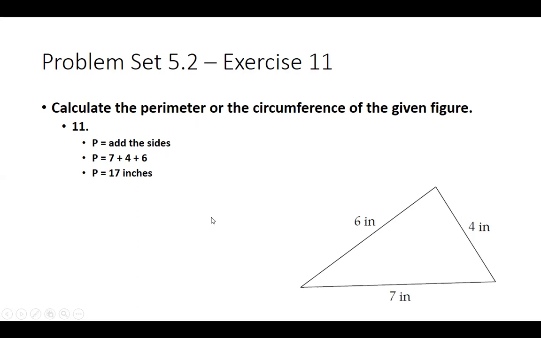In number 11, we are to calculate the perimeter or circumference of the given figure. We have a triangle, not a circle, so that's going to be perimeter. And to find the perimeter, we add the sides. If we start down here on the bottom left of the figure and move counterclockwise, 7 plus 4 plus 6 gives us 17 inches as the perimeter.